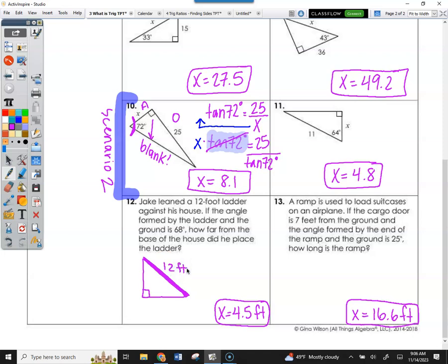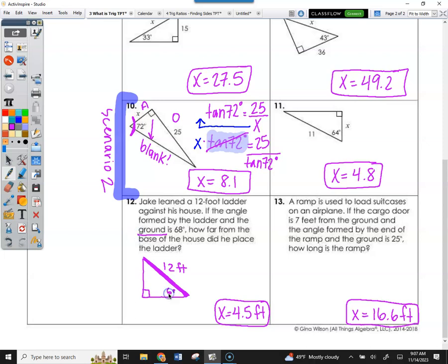Now it says if the angle formed by the ladder and the ground, how many angles does a triangle have? 3. And if it's a right triangle, then one of the angles is what measure? 90, which means there's 2 angles left. Imagine this being off the ground. I know it's flat on the paper, but imagine it's off the ground. You have a house in front of you. You have a ladder leaned against it. The angle 68 is formed by the ladder and the ground. So where would it be?